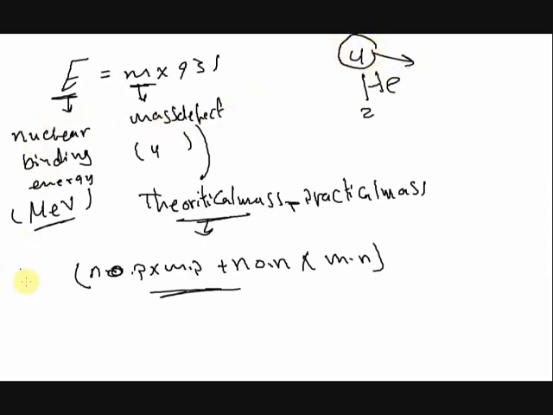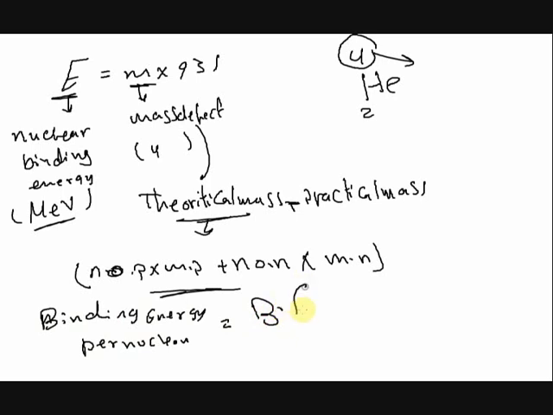To calculate the nuclear binding energy for one nucleon, the relation is: binding energy per nucleon equals the total binding energy divided by the mass number, which is represented here by 4. We have an example for the helium atom to calculate the nuclear binding energy per nucleon.